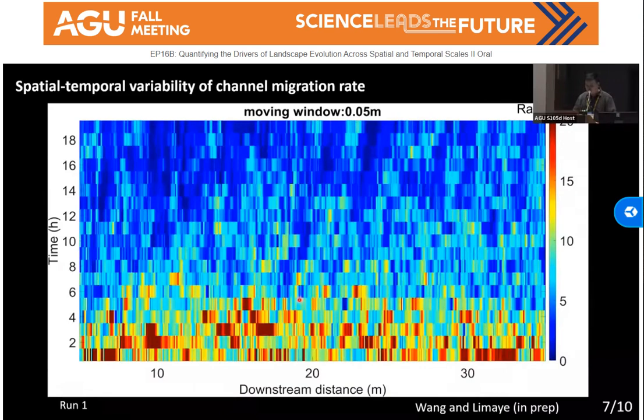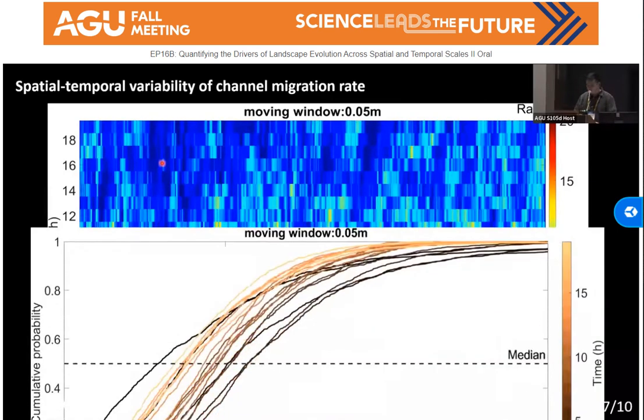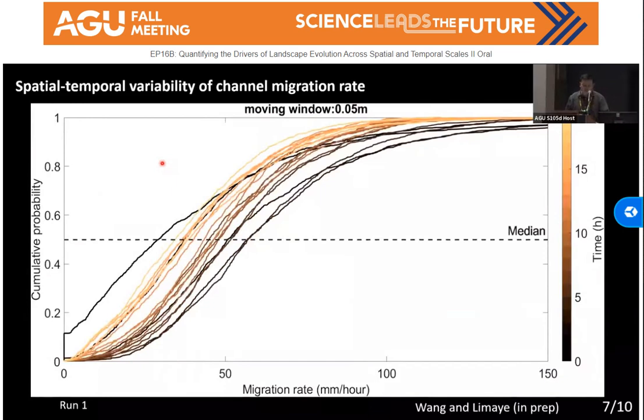So let's zoom in to the time series first. Here is the cumulative probability. You can see that time is dark at 0, then lighter up to 19 hours. The channel migration rate first increased from 0 to 5 hours, then keeps decreasing over time. So this is how we find it varies over time.